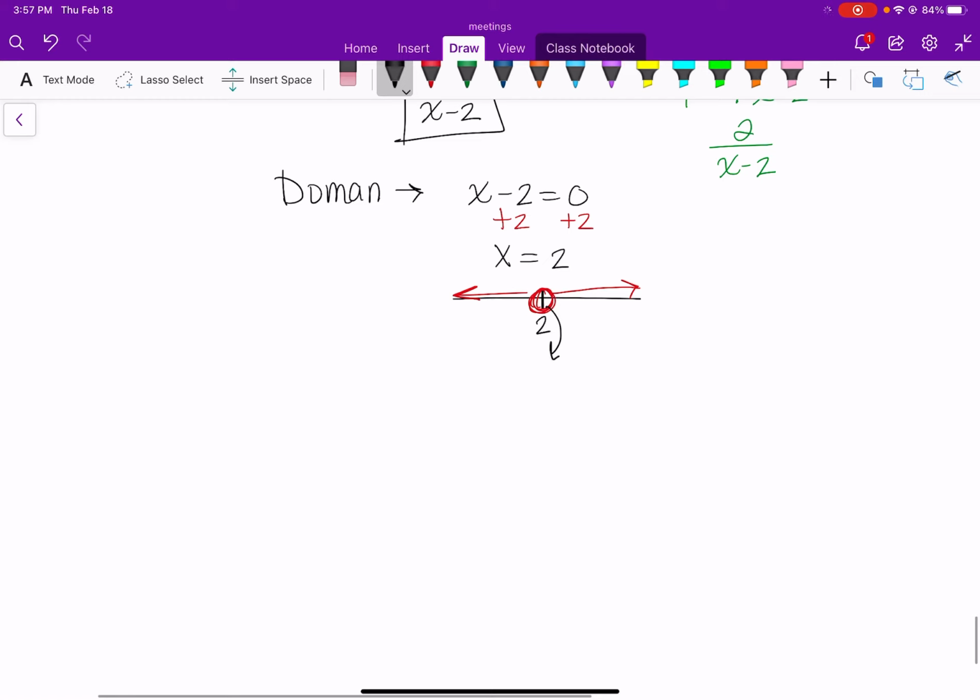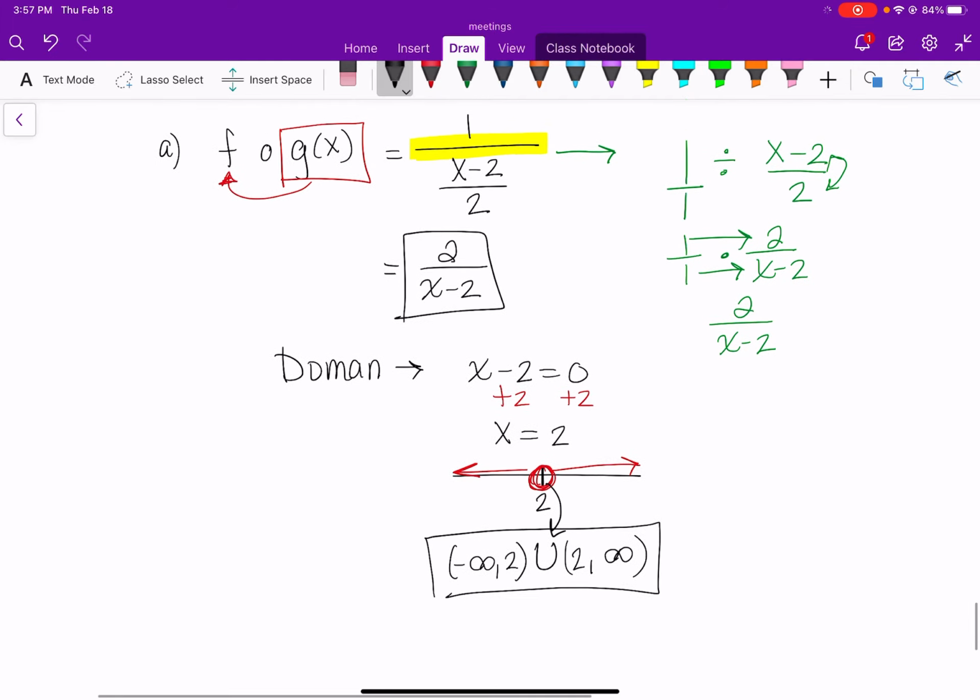So we're going to use a union. We're going to go from negative infinity to 2, and then we're going to go from 2 to positive infinity. Everything's going to be parentheses, and there's our domain for that really weird function.